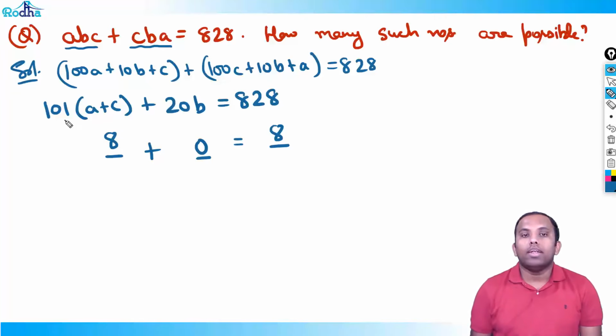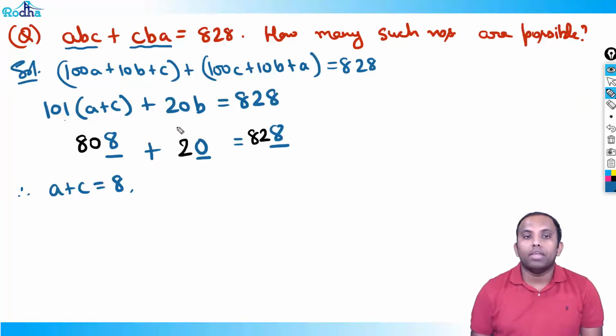Okay. So 101 into something and it is ending in 8. That means A plus C should be equal to 8. So if A plus C is equal to 8, then this number becomes 808. 808 plus something gives me 828. What is that something? That something should be 20. Okay. So A plus C is equal to 8 and this is 20. Therefore, what is the value of B now?